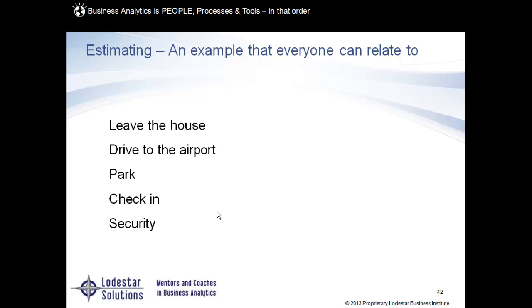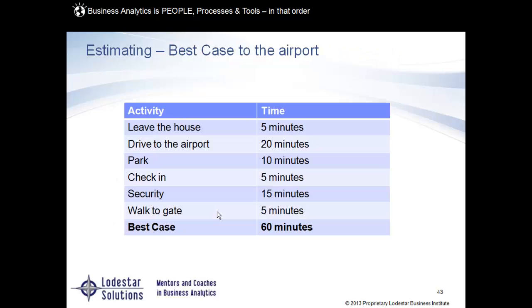So here's an example that everyone can relate to. I have to go to the airport. I need to fly out. I'm going to Spain. There is one flight a day. If I miss it, I'm stuck. So in order to do that, I break it down into requirements. I have to leave the house, I have to drive to the airport, I have to park, have to check in, have to go through security.